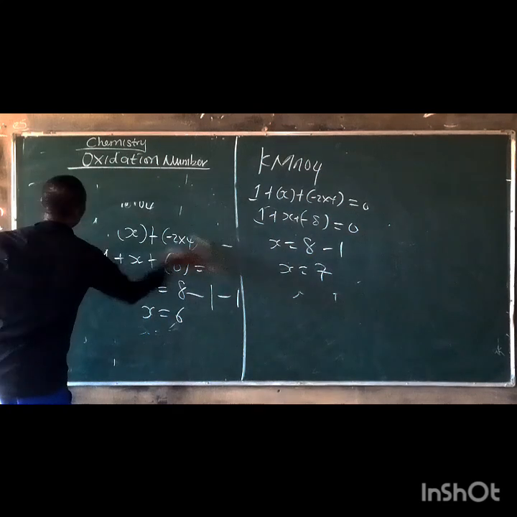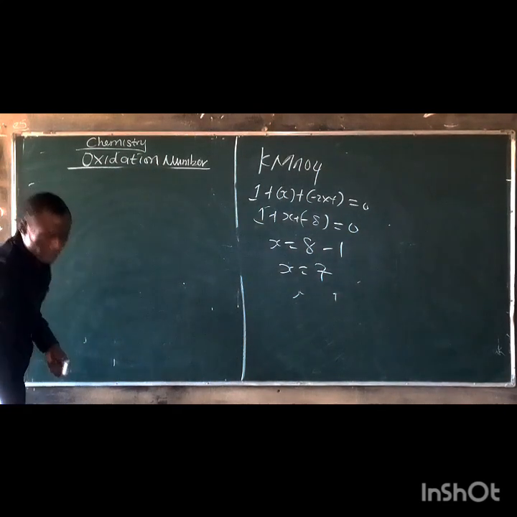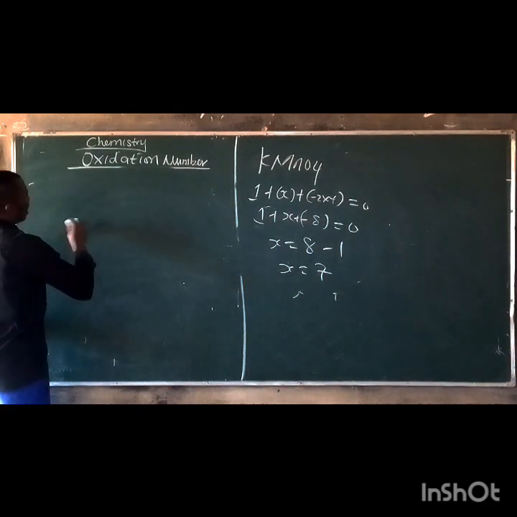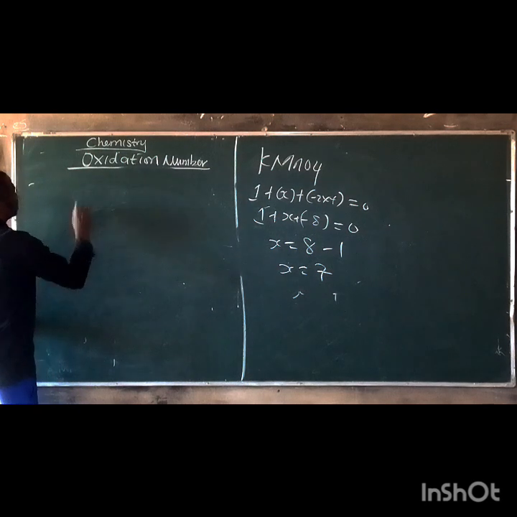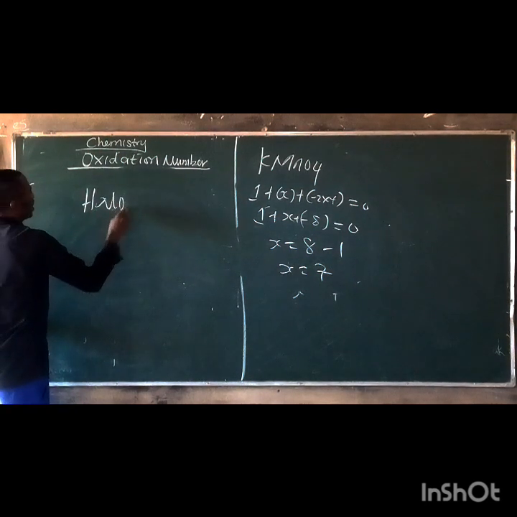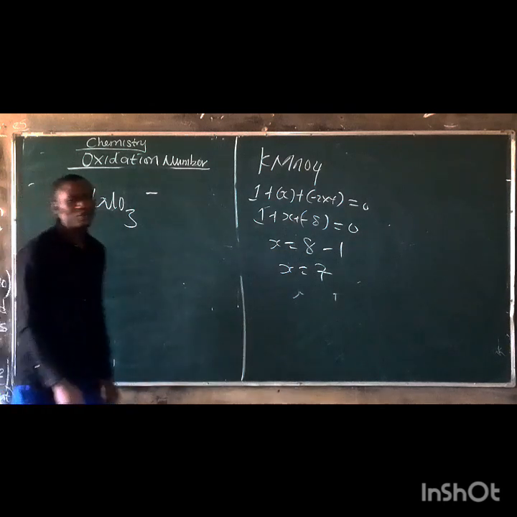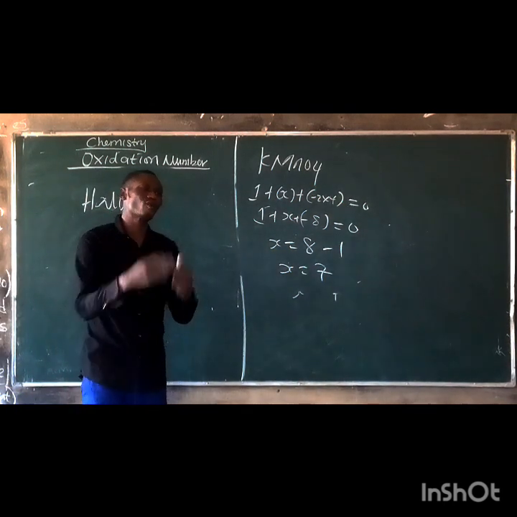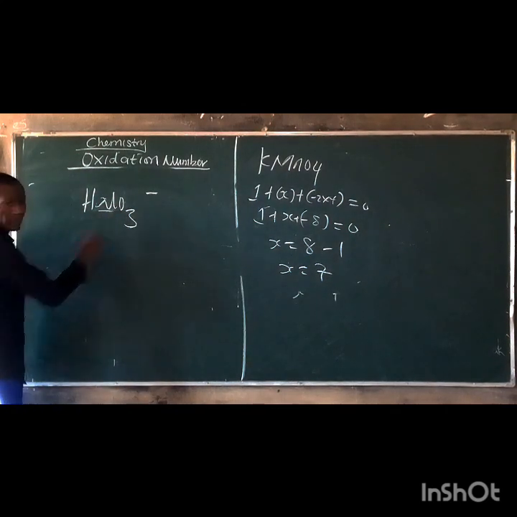So let's do more. Let's say you are given this. Let's look for another polyatomic element. Let's do this: HNO3 minus. Alright, now, next in line, we need to do more for a complex ion. Okay, this is polyatomic. Let's go for complex too. So we have this. What is the oxidation number of nitrogen in this compound?